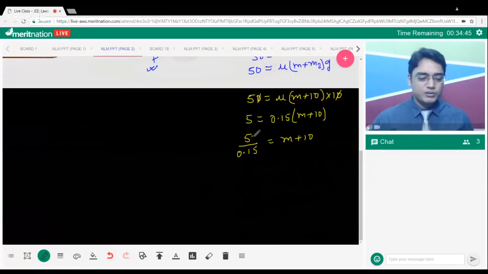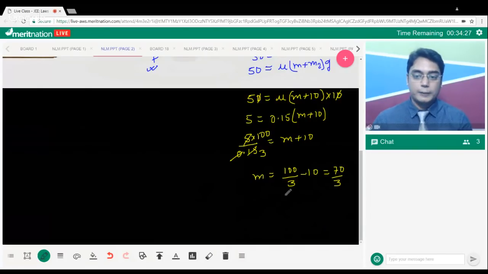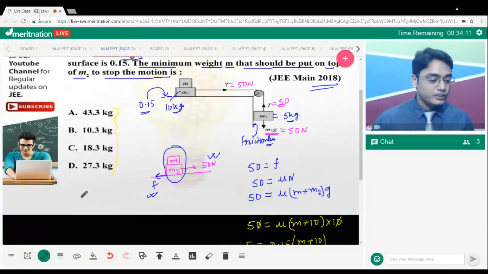The rest is very simple calculation. So 5 upon 0.15 gives us 100 by 3. So we get m is equal to 100 by 3 minus 10, which is 70 by 3. Very good, Anurag. So guys, 70 by 3. If you divide it out, we get 23 point something. But in these options, see this, 23 is not given. That is the interesting part.